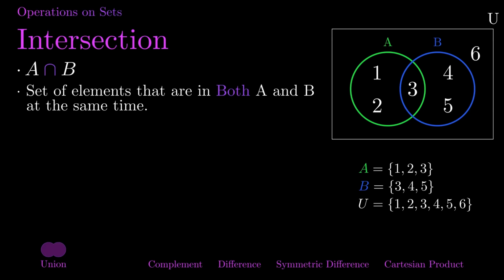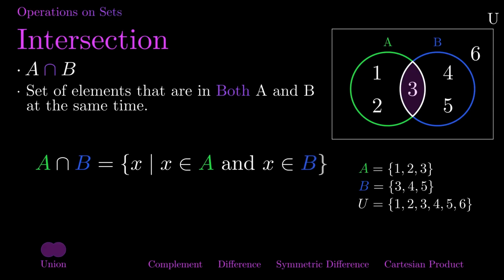Visually, the intersection is only this small shared piece in the middle where the two circles cross. Example, with our sets A and B, what is A ∩ B? What element is in both sets? Just the number 3. A ∩ B is equal to {3}.